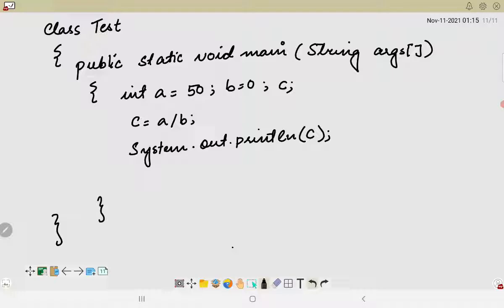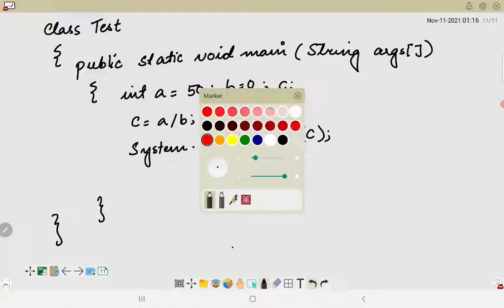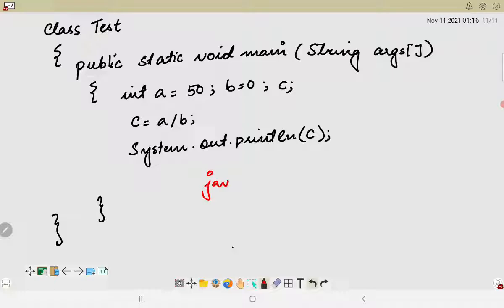The problem is that initially when I'm compiling this, that means I am doing javac Test.java, it will not show me any unreported error or unreported exception here. Why? Because logically 50 divided by 0, syntactically this is correct, but logically this is not correct, right? We cannot divide this integer value by 0, it will give us an infinite number.